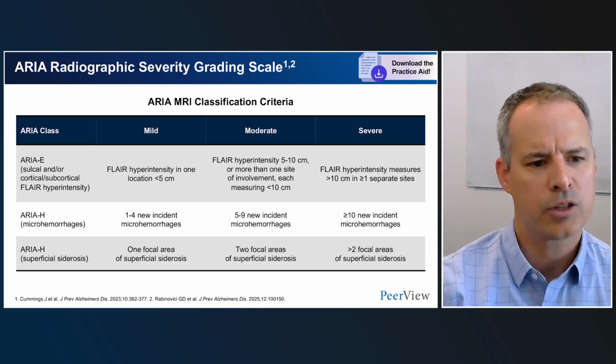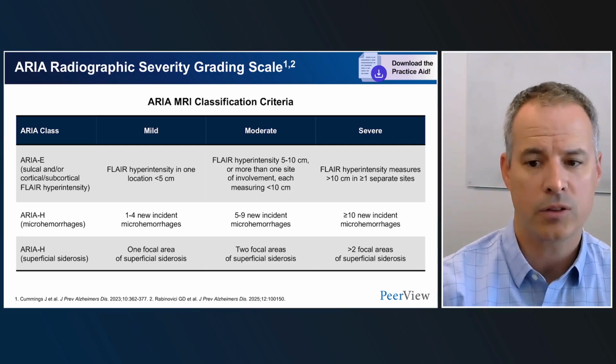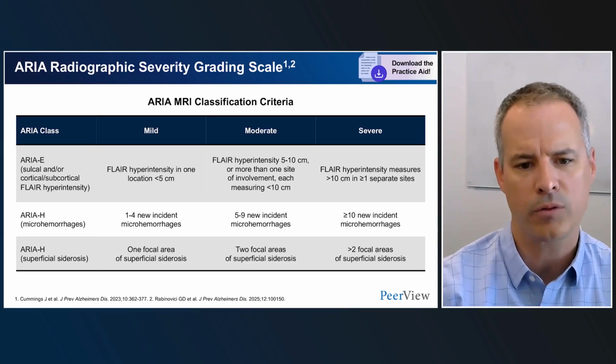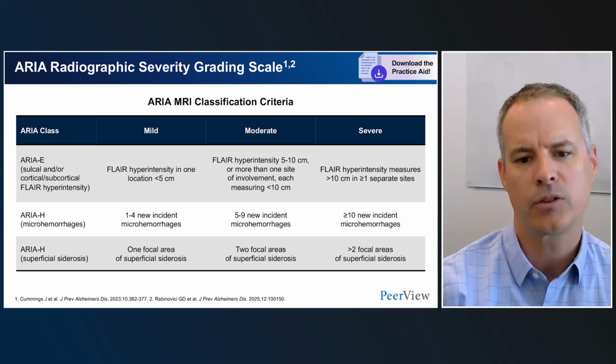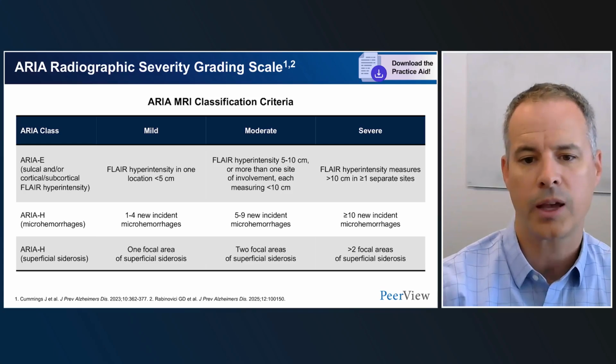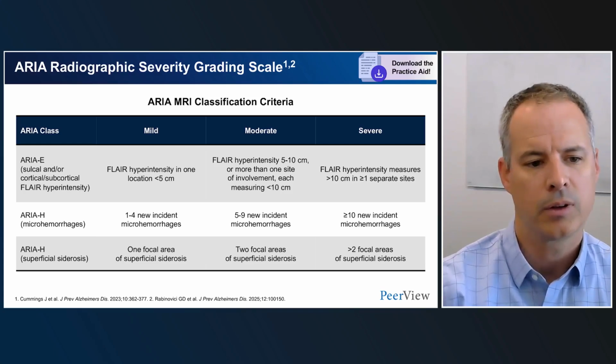But in general, if you look at ARIA-E, if you have a single hyperintensity in one location that's less than 5 centimeters, it's mild. If it's more than 5 to 10, then it's moderate. If it's greater than 10 or in multiple sites, then it's considered severe.